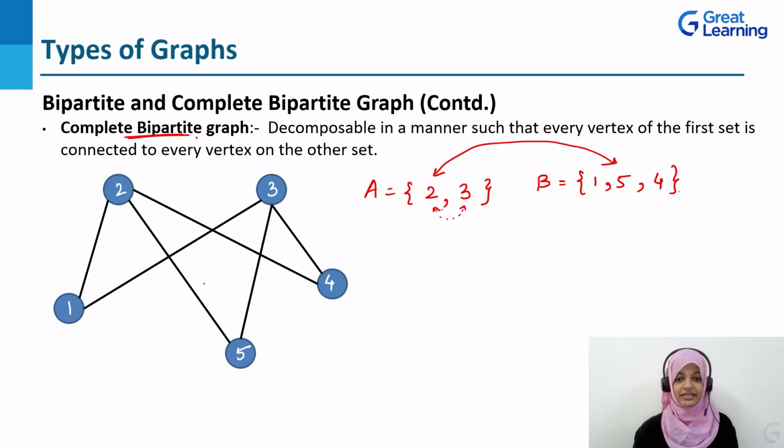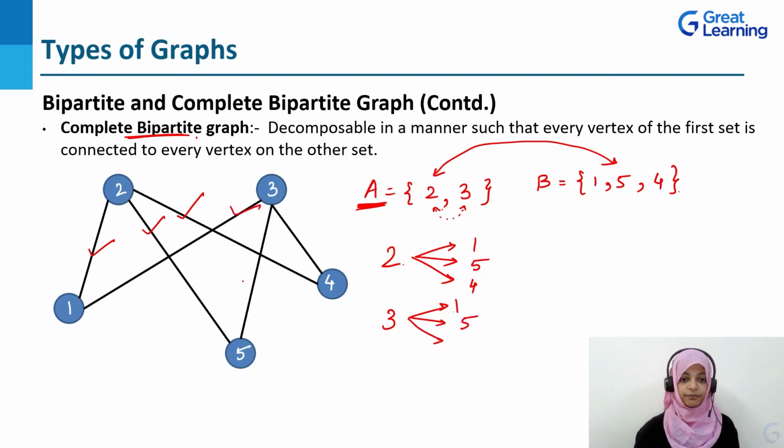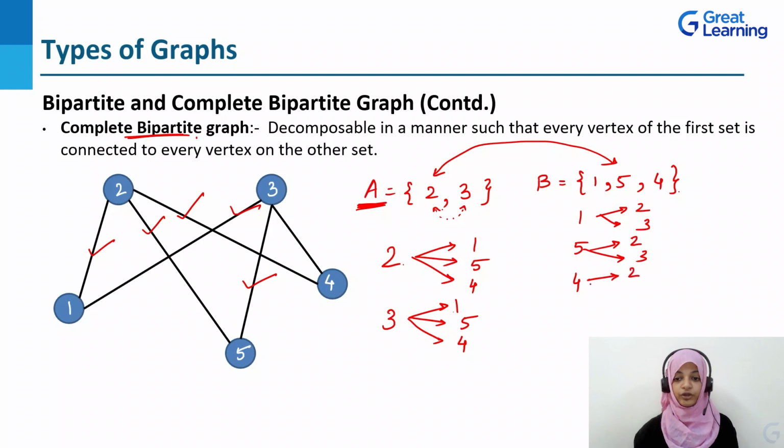So here, what we can see is, if we take up any one element from any one set, this particular element is connected with all of the elements of the second set. So if we look here, we have an edge between 2 and 1, an edge between 2 and 5, and an edge between 2 and 4. Similarly, if we take the other element of the set, we again have edges going from 3 to 1, 3 to 5, and 3 to 4. Similarly, if we take the other set here, namely 1, 5, and 4, we have edges going from 1 to 2 and 3, edges going from 5 to 2 and 3, and edges going from 4 to 2 and 3. So here, each of the elements of one set are connected with all of the elements of the other set, right? So this is what a complete bipartite graph is.